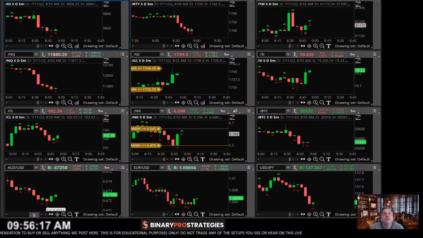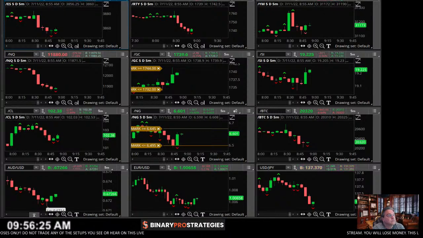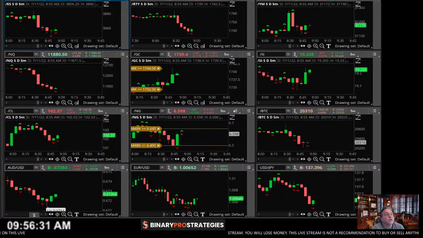Not seeing anything on the currencies right now, so no new setups on the currencies. YM is trying to set up an HF2 buy, but not there yet. It has a ways to go, but it is trying to set up an HF2 buy on YM, which is your mini Dow.